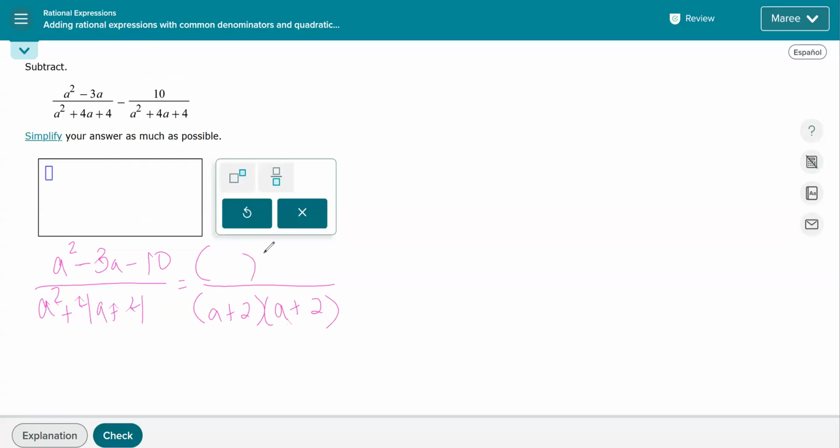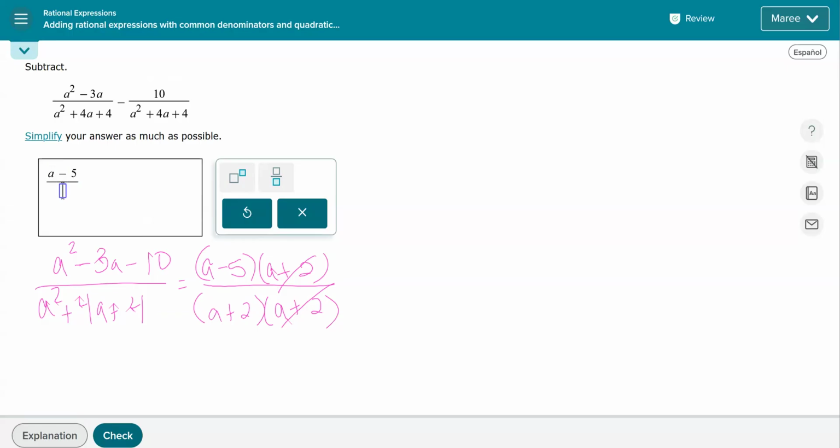In the numerator, we probably have an a plus 2, but let's just see. If we have a plus 2 and a negative 5, that'll give us a negative 3. There we go. So negative 5 plus 2 is negative 3, and negative 5 times positive 2 is negative 10. Just double check our work here. And our answer is a minus 5.